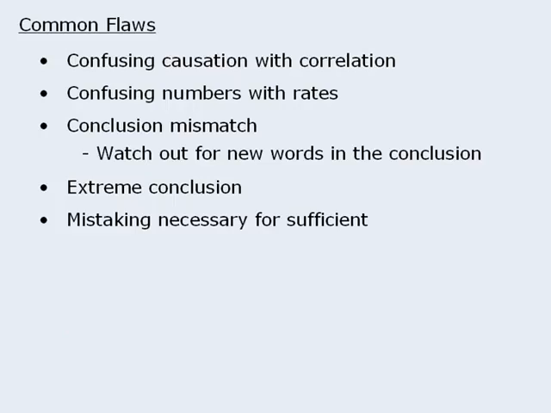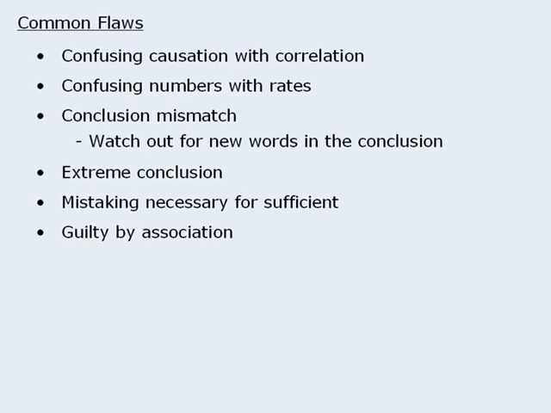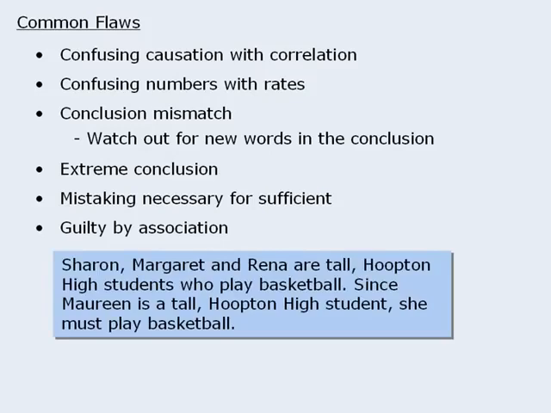Alright, another common flaw is guilty by association. Here the author assumes that if two entities share some qualities, then they must share all qualities. For example, Sharon, Margaret, and Rena are tall, hooped-and-high students who play basketball. Since Maureen is a tall, hooped-and-high student, she must play basketball. Since Maureen shares some characteristics with the three girls, the author incorrectly concludes that she must share additional characteristics.